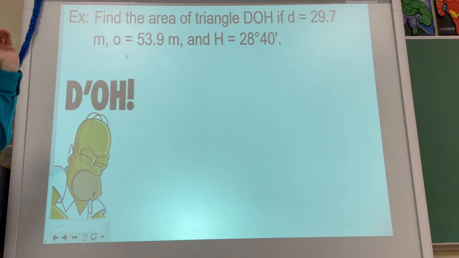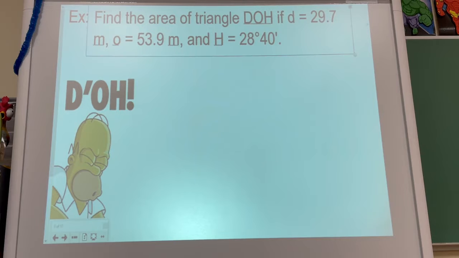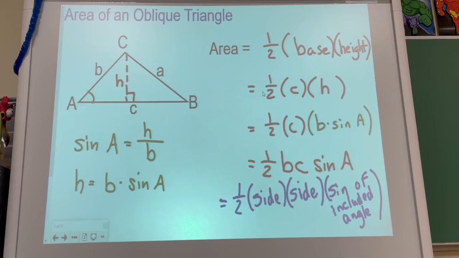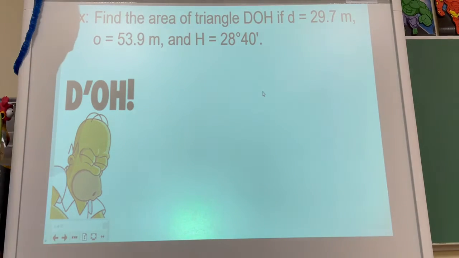Find the area of the triangle if d is equal to 29.7 meters, o is equal to 53.9 meters, and angle h is equal to 28 degrees 40 minutes. So what would you do?